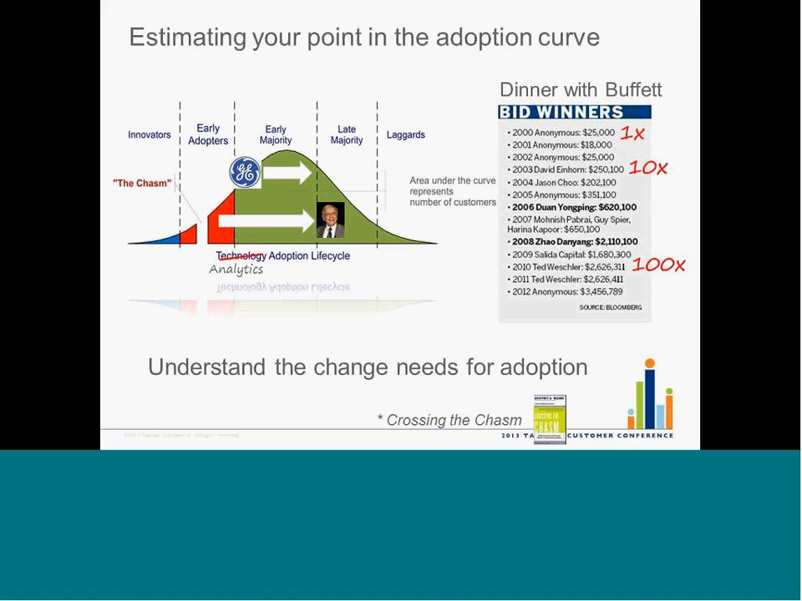Understanding the change needs is a fundamental talent that you need to either build or bring in. As you can see here with Warren Buffett, if you were to segregate his earnings for that one hour, you could argue that he went through several stages. Where he is right now is the late majority, where the vast majority of people who value his time are aware of it and they're willing to take advantage of this opportunity to meet him.